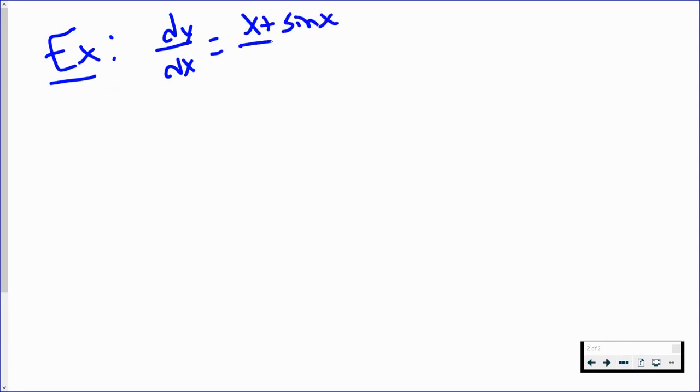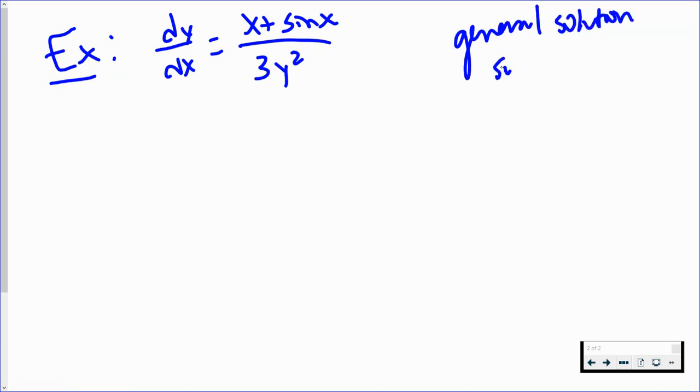Okay. Let's take a look at one that might be a little bit more work. Let's say we have, we'll do some trig as well. Let's say we have dy dx equals x plus sine of x over 3y squared. And we want the general solution solved for y. Okay, so we'll take it a step further.